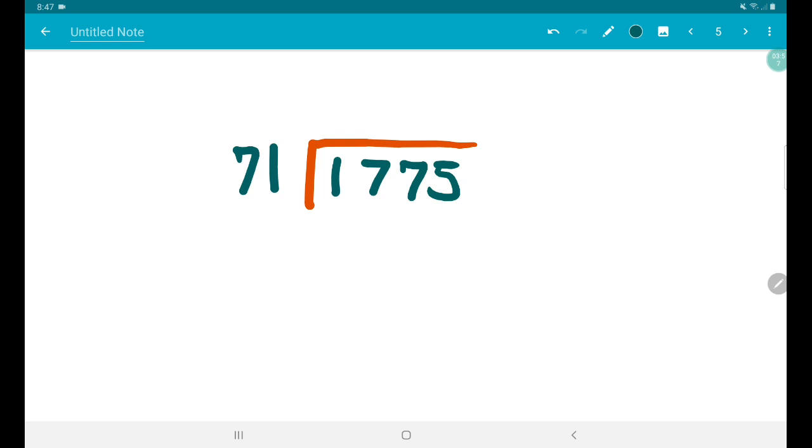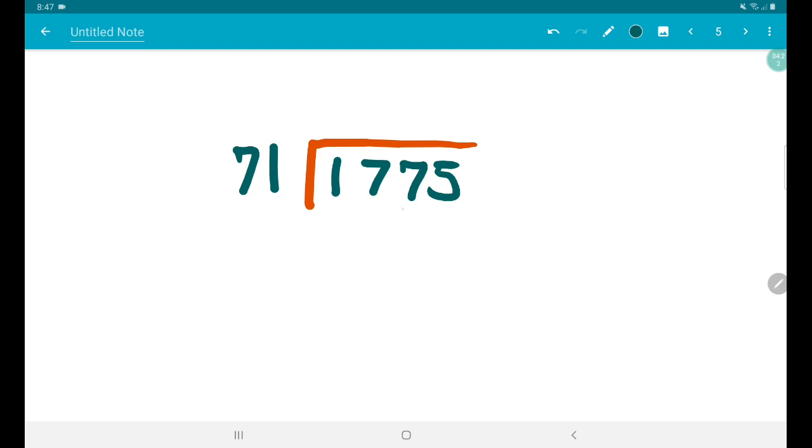Last example, 1,775 divided by 71. So, dalawa lang muna. Kaso, 17 divided by 71, hindi kasya. Wala. 0 ang sagot. So, gumamit tayo ng 3. At yung lalagay natin sagot dito sa taas ng pangatlong digit. Okay, doon. So, ulitin natin.